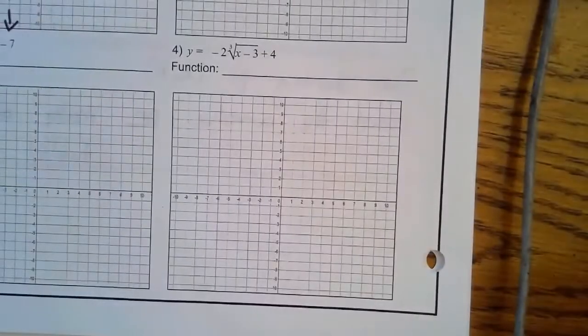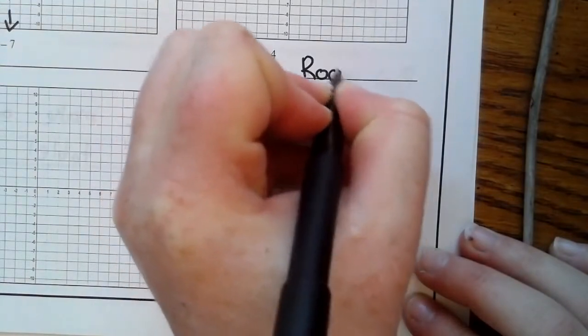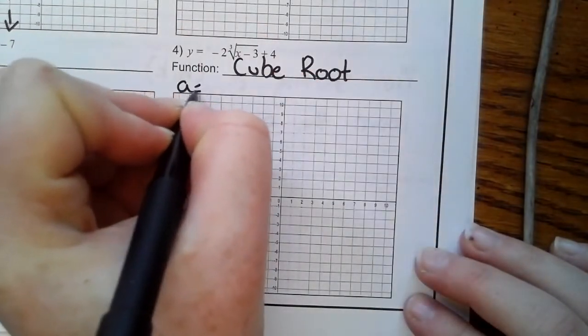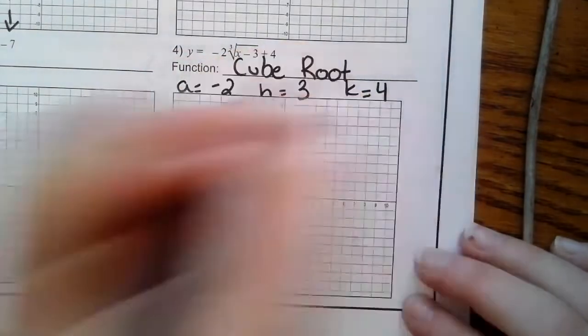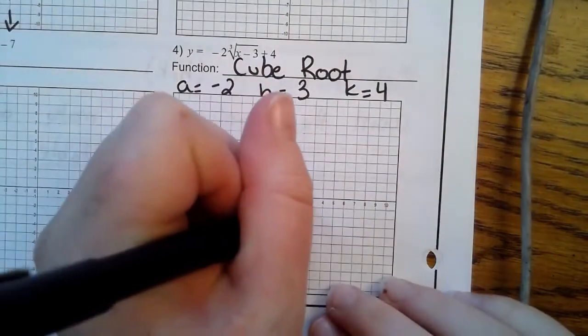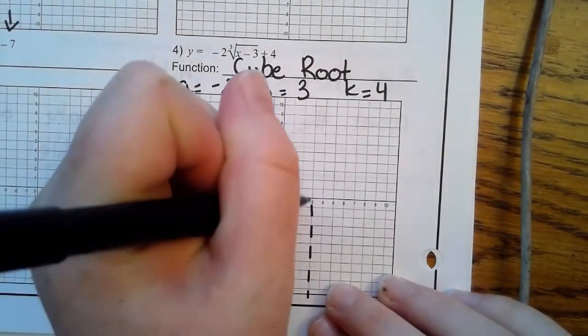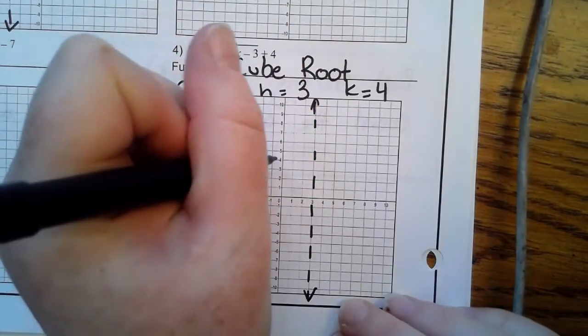If you really understand how A, H, and K works, you're going to be fine. Lesson 2 will help. All these lessons really build on each other. Okay, this is a cube root. A is -2. H is +3. K is 4. So step 1, draw my dashed lines. H is 3. K is 4.